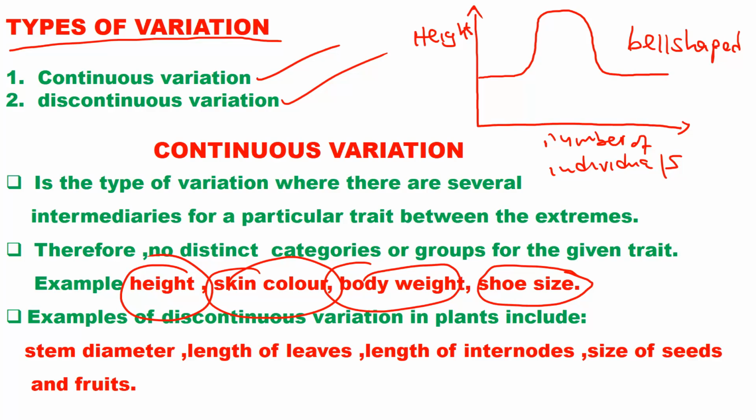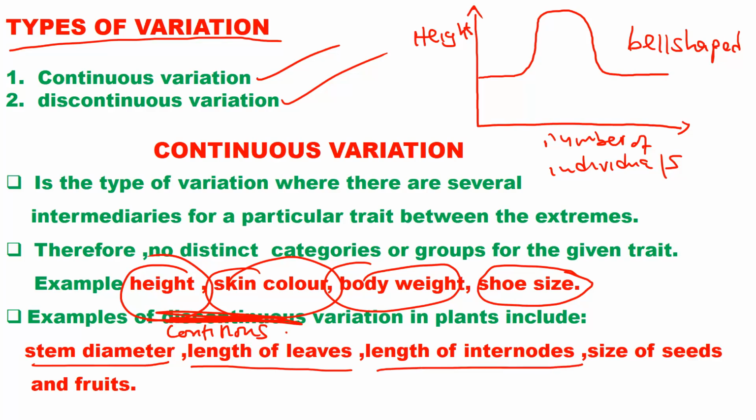Okay. Then what about discontinuous variation? Oh, before we go to discontinuous variation, we look at continuous variation in plants, since we are looking at plants and animals. So in plants, what are the characteristics that show continuous variation? That is stem size. You know that the plants have different stems in terms of diameter. Then length of the leaves. Different plants have different lengths of leaves. Others are small, others are big. That is what we are talking of.